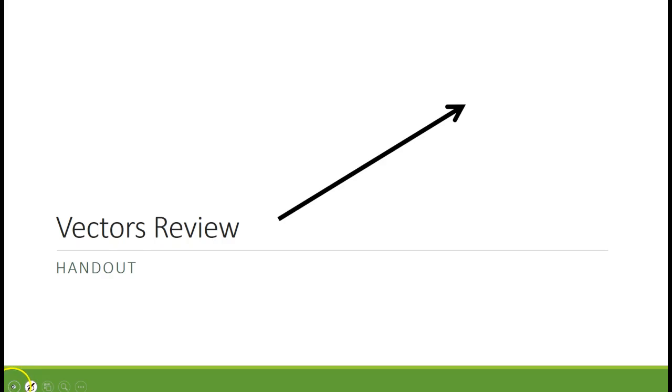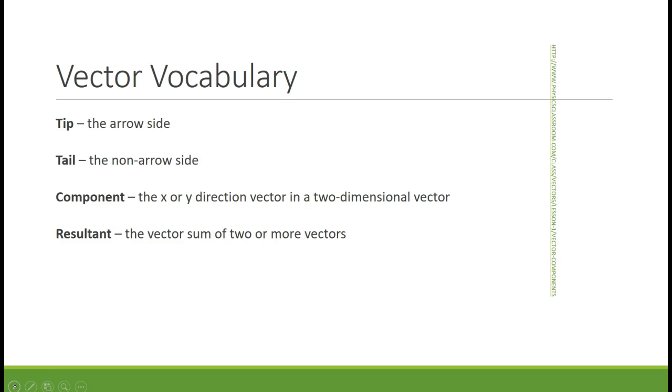Okay, so first thing, here are the parts of a vector. A vector is an arrow, just like that. The tip is this part right here. That's the tip. And then the tail is here. The tail tells you magnitude, which is how much, and the tip tells you direction, which is which way.